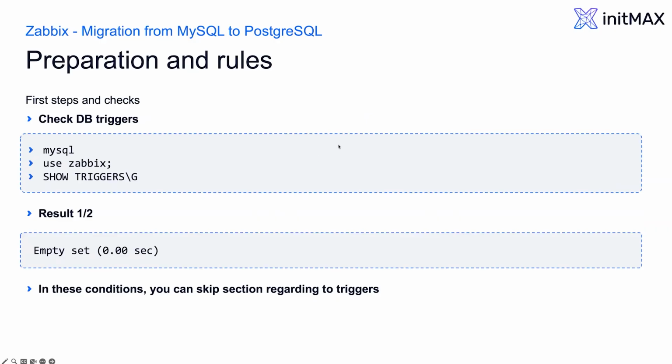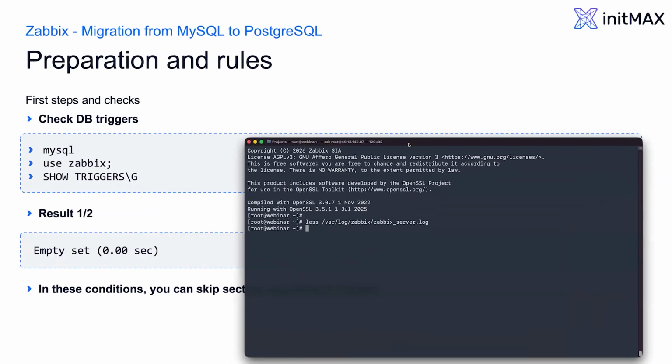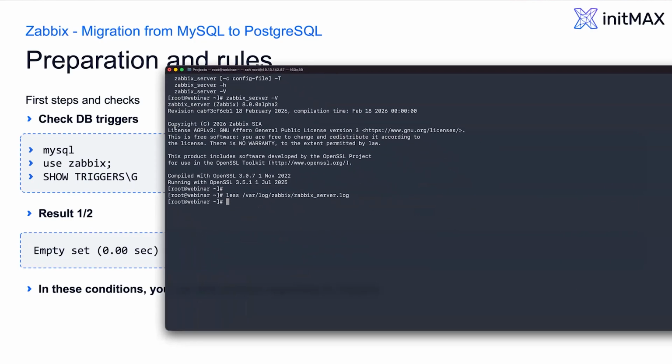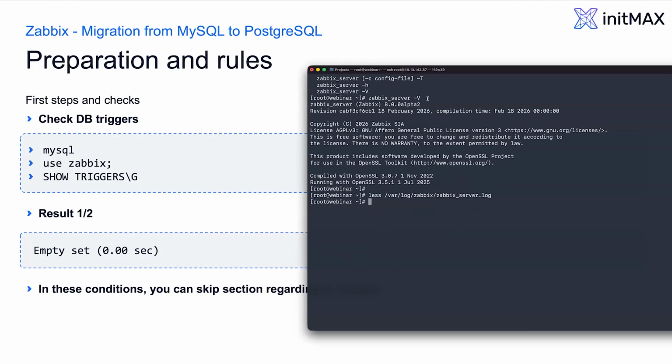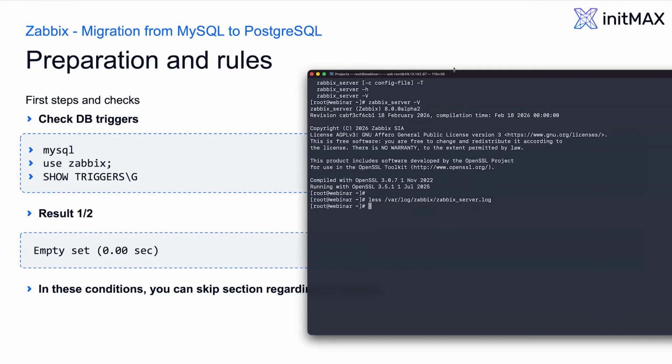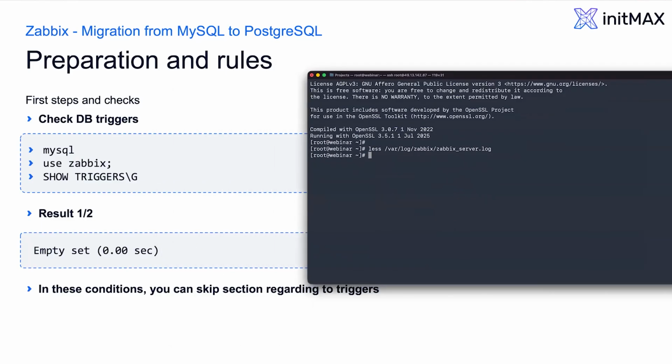First steps and checks. What we need to do is check database triggers. And as I said, in Zabbix 8.0, there's a lot of triggers. Let me tackle this a bit so that you can see everything. We need to go to our server where our MySQL is installed. For me, it's the same virtual machine with the Zabbix server and the front end. So nothing fancy. For you, it might be some other server.